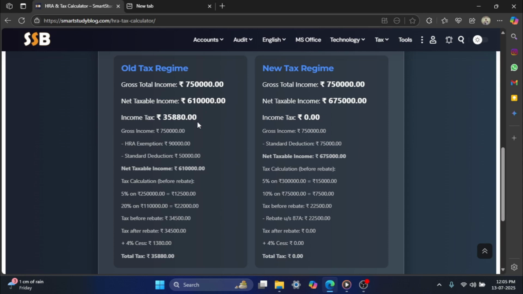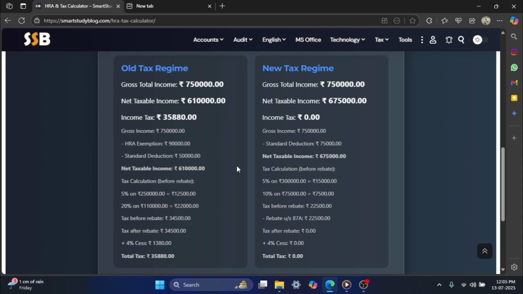Okay, so walk us through that, the old regime side first. Sure. For the old regime, it takes your gross income, subtracts the HRA exemption we just discussed, applies the standard deduction, and potentially other deductions if the tool included them, to get your net taxable income. Right. Then it calculates the tax based on the old slab rates. It also figures in any Section 87A rebate you might be eligible for. That's a small tax credit. Lower incomes, yeah. Correct. And finally, it adds the 4% health and education cess on top of the calculated tax.